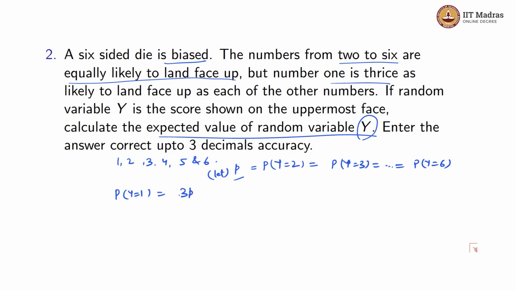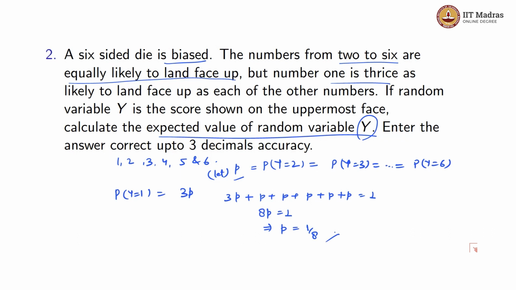Now here we can use the property of PMF again. So probability y is equal to 1 is 3p, plus it will take values 2, 3, 4, 5, 6, and this will be nothing but 1. So we have 5 plus 3, 8. 8p is equal to 1. So from here we can see that p is equal to 1 by 8. So this is our value of p.